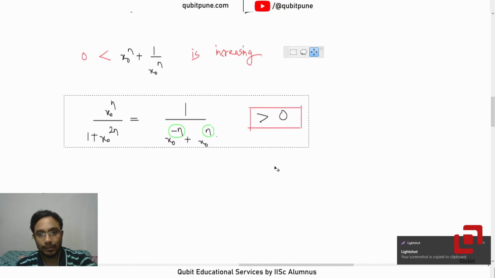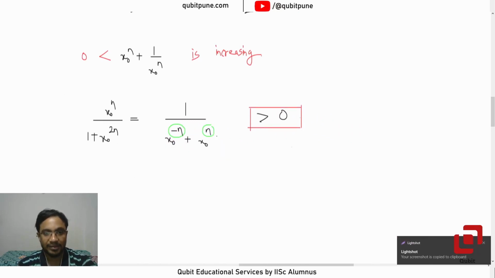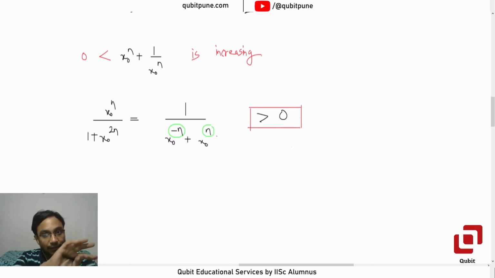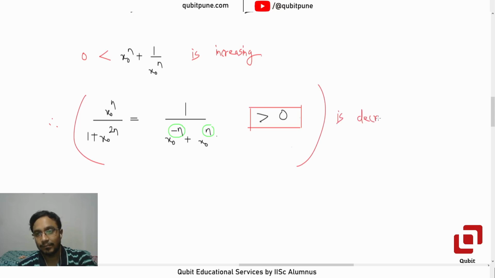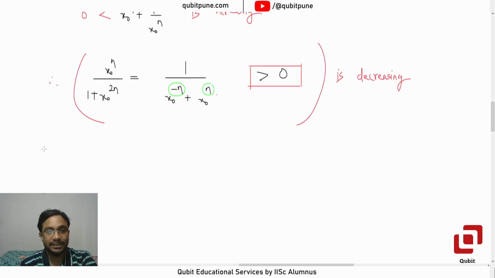Now, if its reciprocal is present, if a sequence of positive numbers is increasing, the sequence of reciprocals of those positive numbers is decreasing. So what conclusion have we now drawn? This is decreasing, right? And because it is decreasing, so is pi x naught raised to n upon 1 plus x naught raised to 2n. So is this.